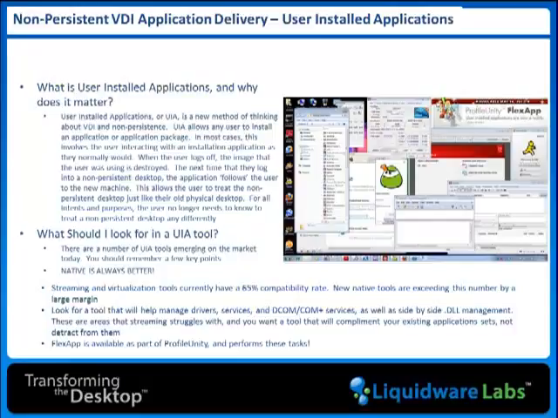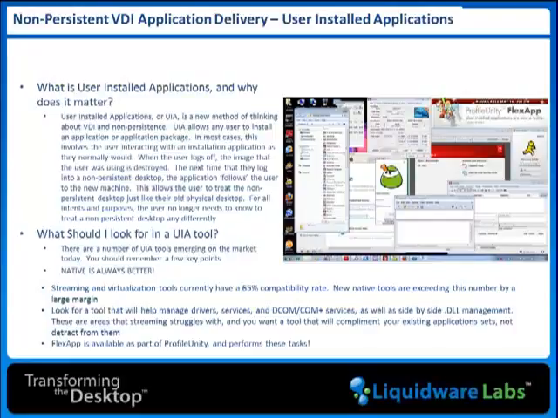So the other question we get asked is, what should we look for in a UIA tool? There's only a handful of tools out there right now that actually provide this functionality, and it's important to remember that Profile Unity is a native tool. So Profile Unity and FlexApp handle the UIA in a native function. So, number one, native is always better.